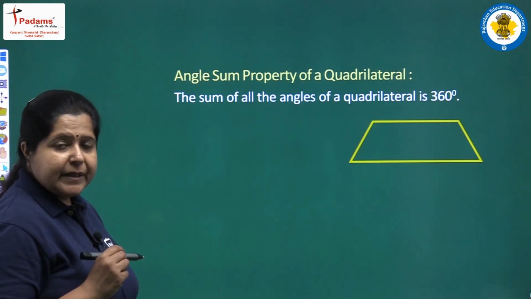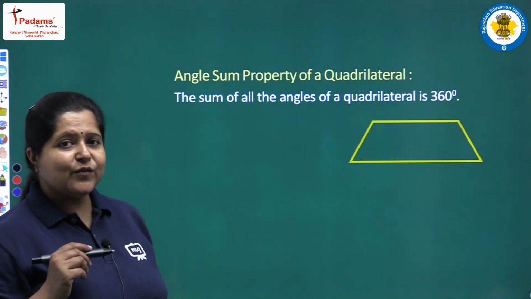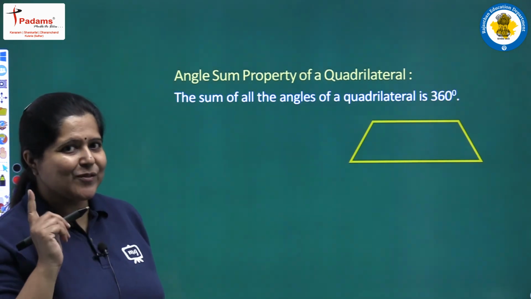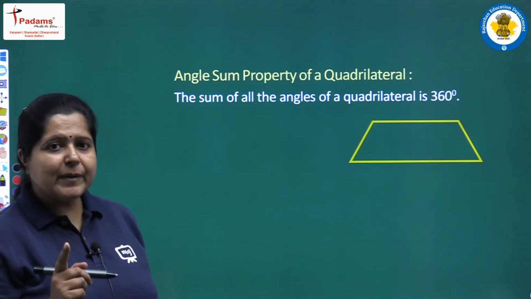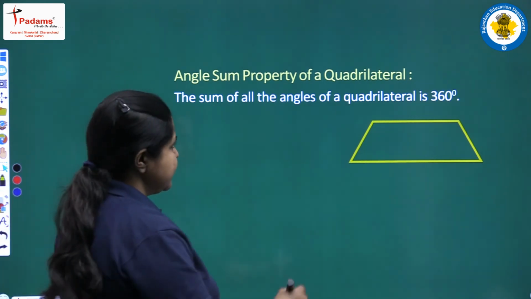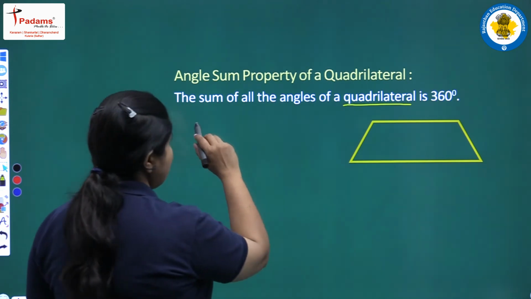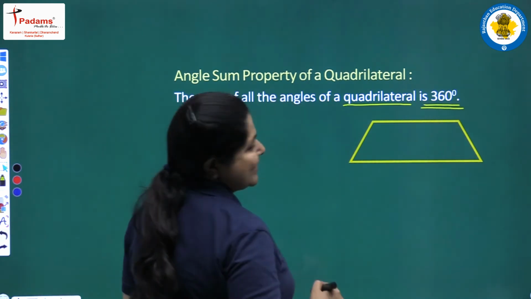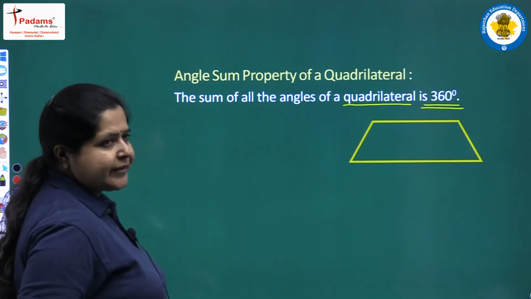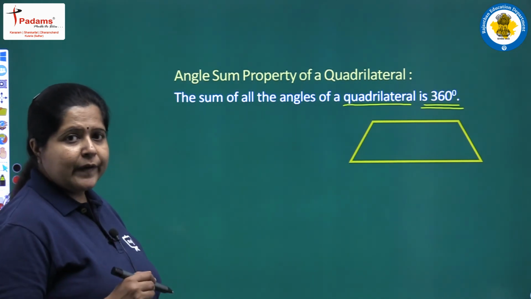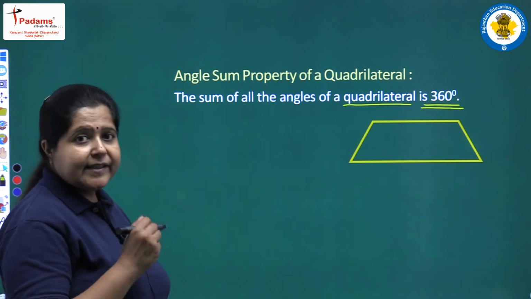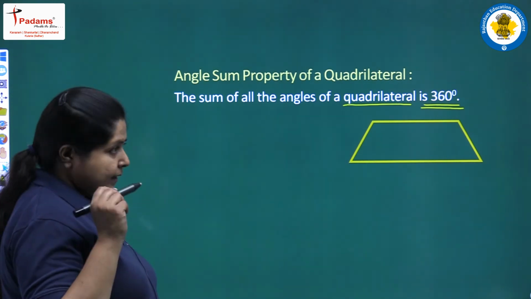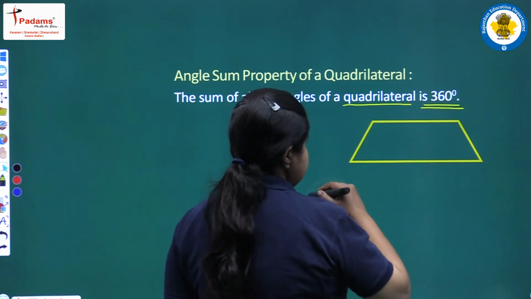Next we have the angle sum property of a quadrilateral. You are already familiar that the sum of all the angles of a triangle is 180 degrees. Now we will be moving towards a quadrilateral, and the sum of all the angles of a quadrilateral is 360 degrees. We are having one quadrilateral here and we will be proving that the sum of all its interior angles is 360 degrees. For this, let us draw one of its diagonals.